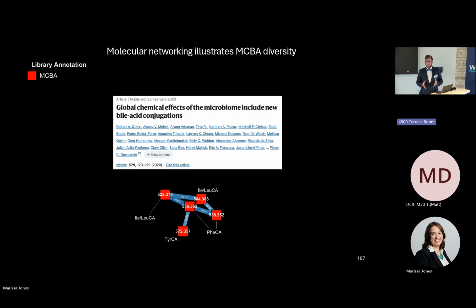So one of the first things that you look for in any experiment is a sort of sanity check. And so I wanted to make sure that what I was seeing in this data set was recapitulating what was already published. And indeed, I was able to find all of the different MCBAs that were first reported in that 2020 Nature paper.